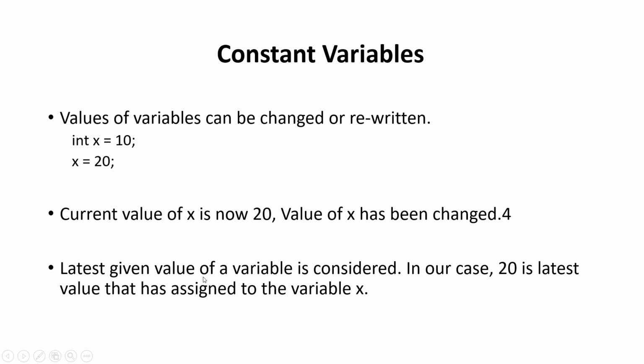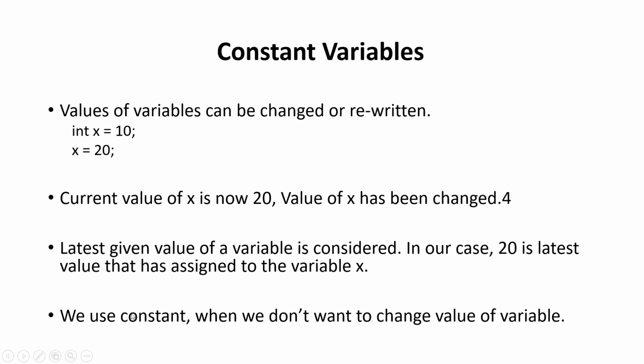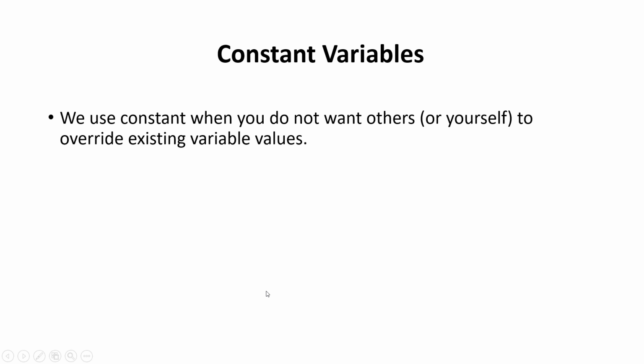The latest given value of a variable is considered. In our case, 20 is the latest value that has been assigned to the variable x. We use a constant when we don't want to change the value of a variable in our program. We use a constant when you don't want others or yourself to override existing variable values. If you want to create a variable whose value will not change in the whole program, you have to declare that variable a constant.